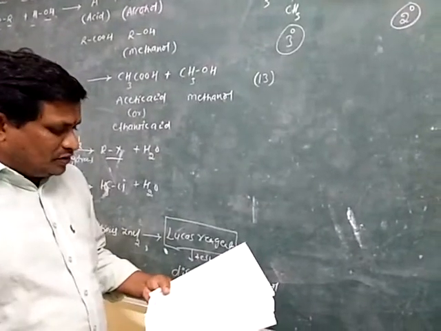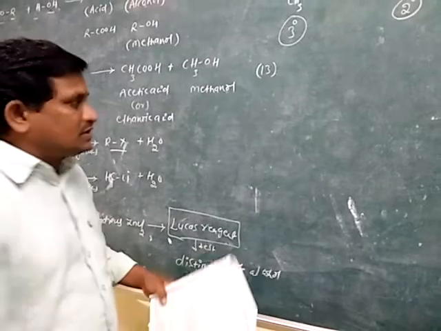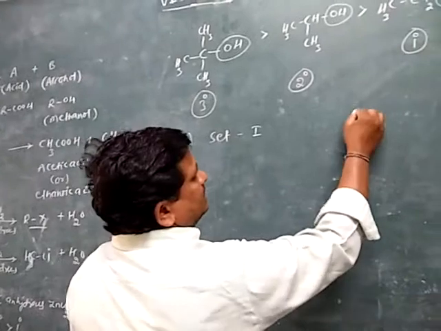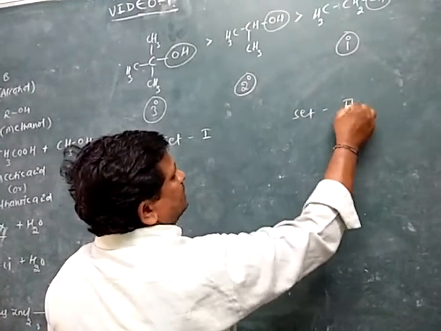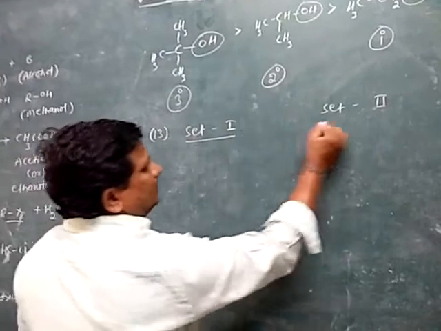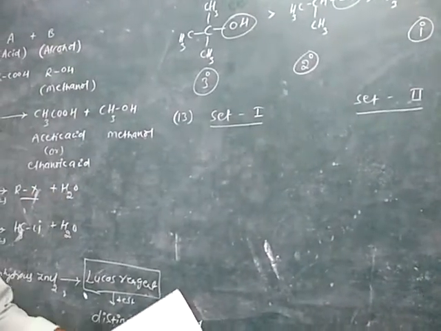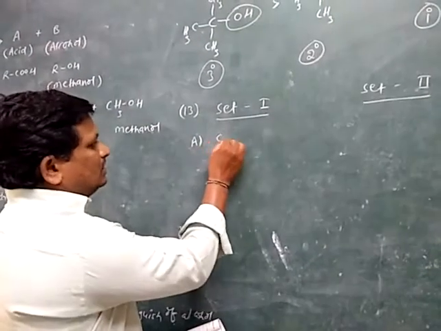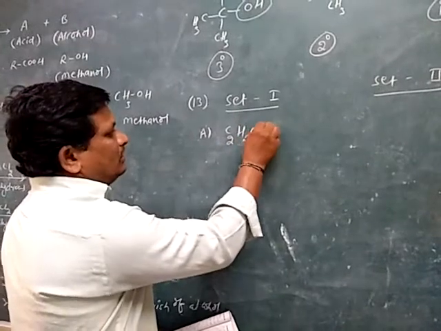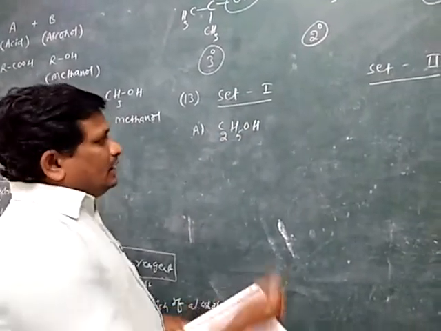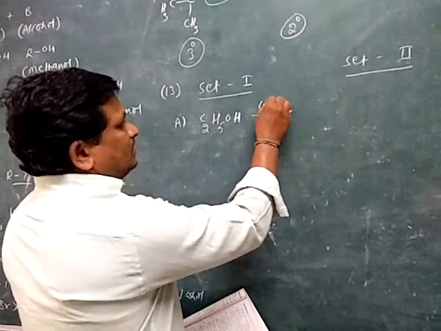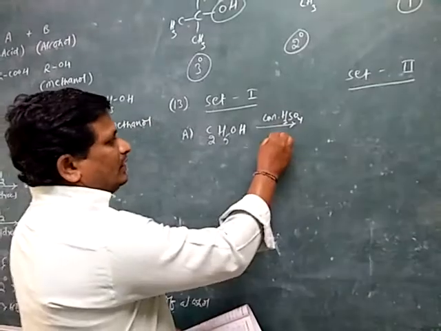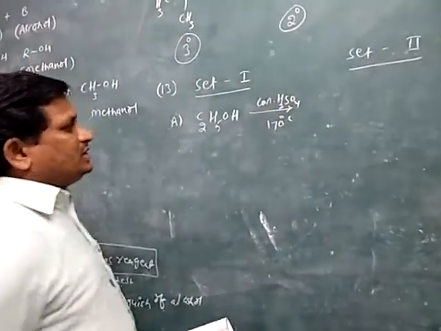Match the following compounds. So first one is set 1 and set 2. So what are set 1? So then it is A. A is ethyl alcohol, C2H5OH. It is treated with concentrated sulfuric acid at 170 degrees centigrade temperature.